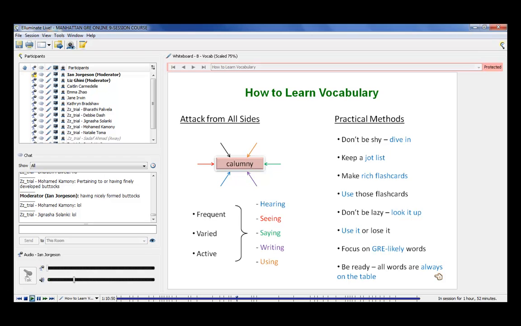And what do you do when you run into a word like that? You just do your best at making a guess and moving on. You can't know every word in the English language, and the test doesn't expect you to know it.